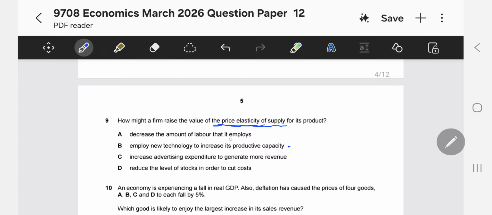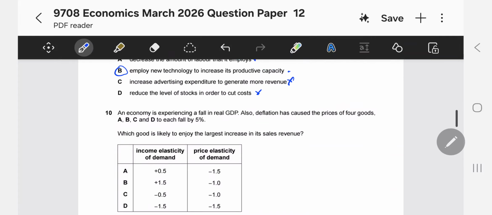Decrease the amount of labor that it employs. If they decrease the labor, they'll not be able to produce more. Increase advertising expenditure to generate more revenue. No. Reduce the level of stocks. This one is going to do the exact opposite. So the correct answer for 9 would be B. By the way, I'm just attempting this paper. If I make any mistake, please tell me in the comment section and we can discuss it.